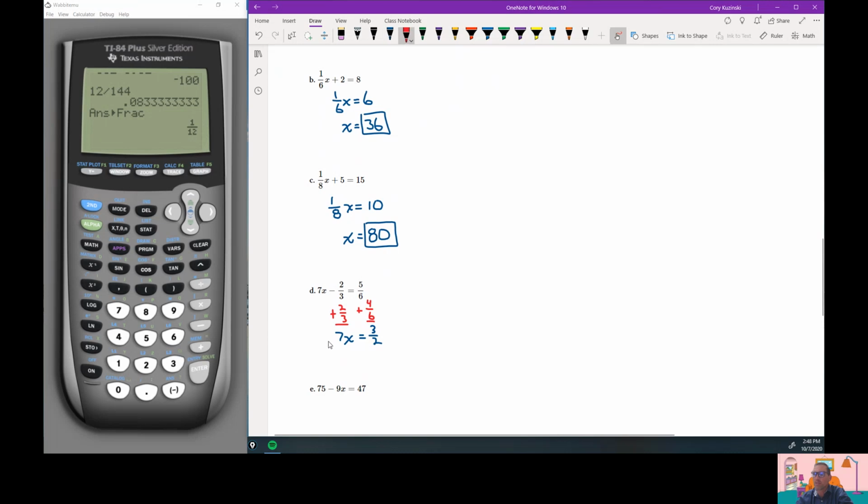And then my next step is going to be, I know some people might want to say divide by 7, but I'm going to multiply by 1/7. That'll give me x equals 3 over 14.